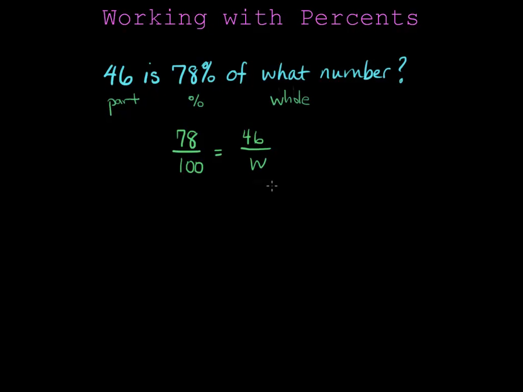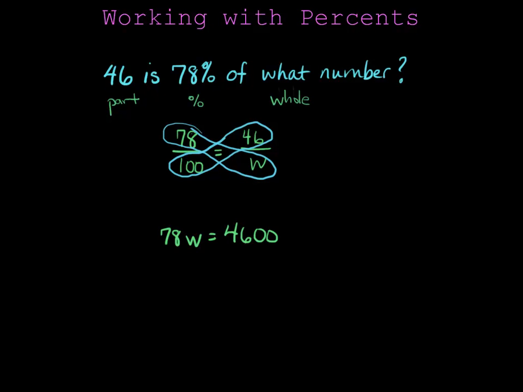Now that our percent formula is set up, let's see if we can find an easy link. Well, between 78 and 46, there is no easy link. So there's no shortcut that we can take here, and our only choice to solve this problem is to use cross multiplication. So when I cross multiply, I'm going to take 78 times W and set it equal to 46 times 100. If you're not sure how to do this or what it means, you can watch another video on cross multiplication, but for now I'm just going to show you what happens when we cross multiply.